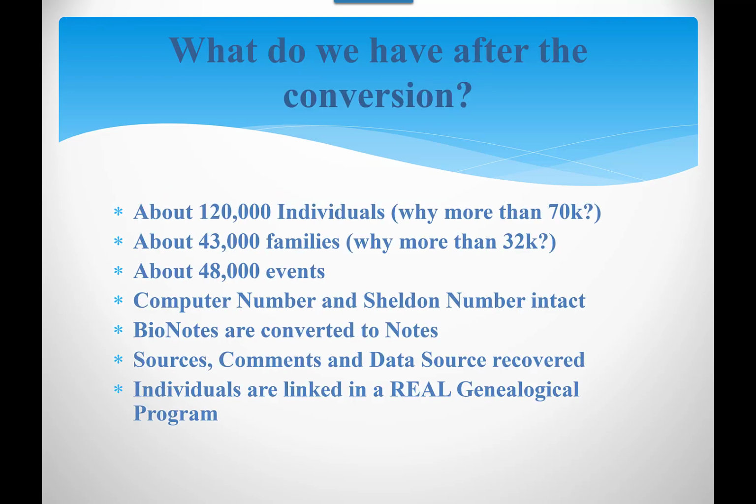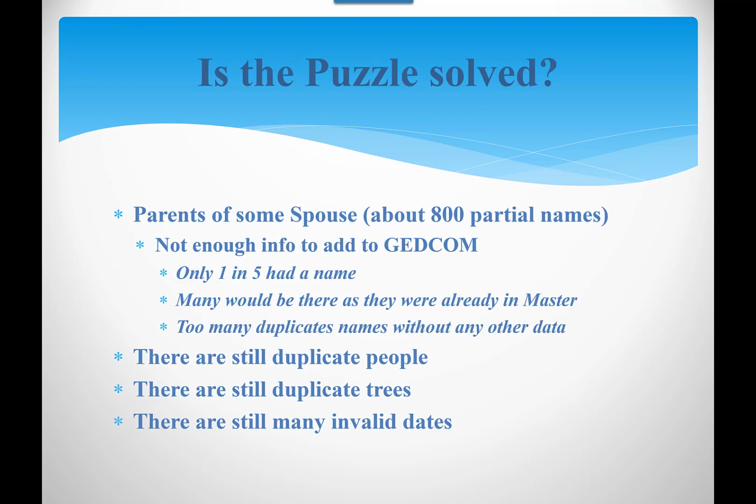So the Access data was now clean enough to get into GEDCOM. Where might I find problems, and where might I find problems to merge people together correctly? I had 120,000 individuals. I had about 43,000 families. I had over 48,000 events. I now had a computer number for each person, and individuals could be linked in a real genealogy program.